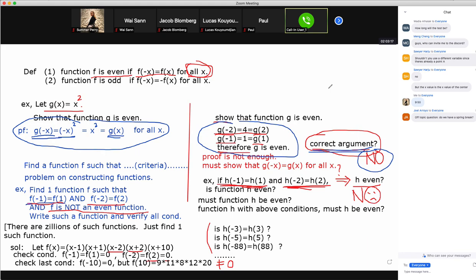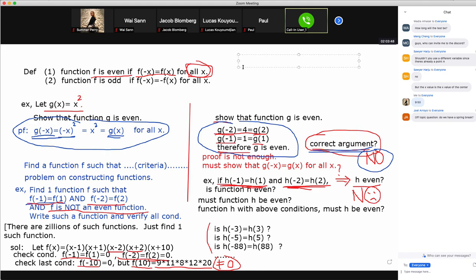So you don't really have to write the whole thing here. All of these things right here, you don't really need it. All we need to know is that this guy is not 0. So you just have to write that f of 10 is not 0. And so f of 10 and f of -10 are not the same. That's all we have to show. But f of -1 is still equal to f of 1, and f of -2 is equal to f of 2. Let me now give you another example, another function.